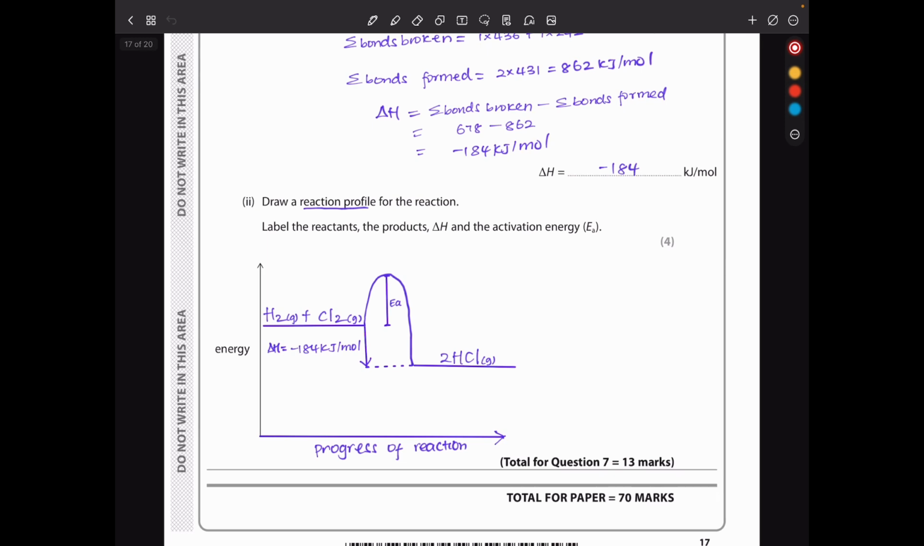Then draw a reaction profile for the reaction. A reaction profile involves an activation energy line. So because this reaction is exothermic, I position the reactants higher than the products, and then I showed the activation energy hump, then the delta H for the reaction, which is exothermic, and also label the activation energy. Then I included this progress of reaction because for the reaction profile, we usually label the x-axis as well.